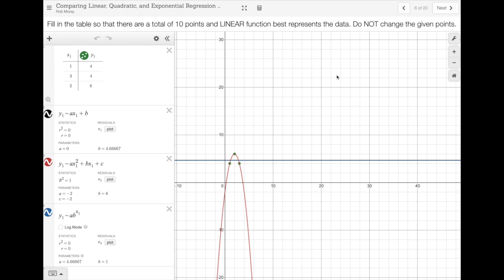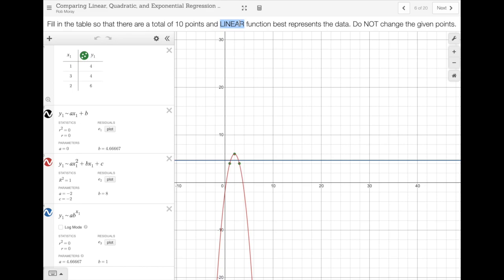Okay, so in the next few slides, this is a series of pages where I want you to investigate how you can get data to be linear, quadratic, and exponential. There are two things. One, there need to be 10 points or more. I'll take more if you want. And whatever type of function I specify, in this case linear, has to be the best representation of the data. In other words, for linear, the linear graph has to do best.